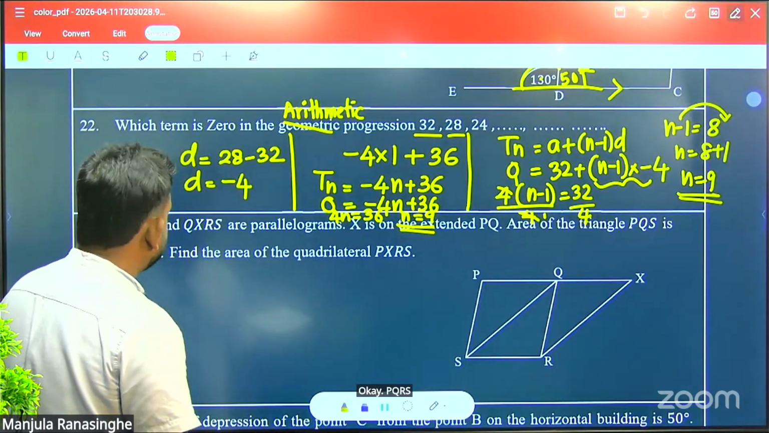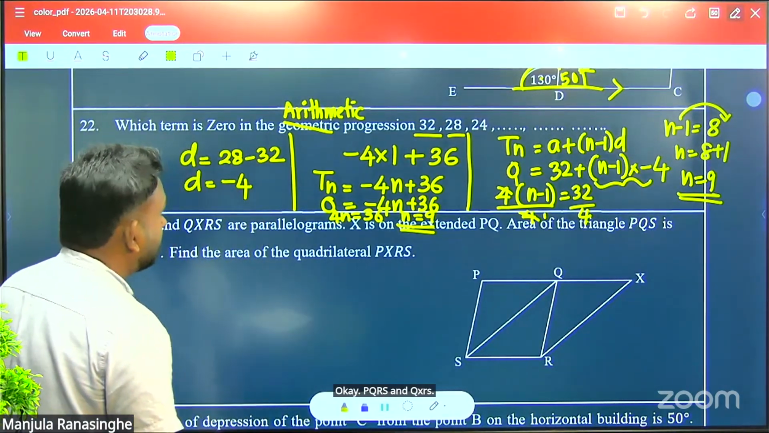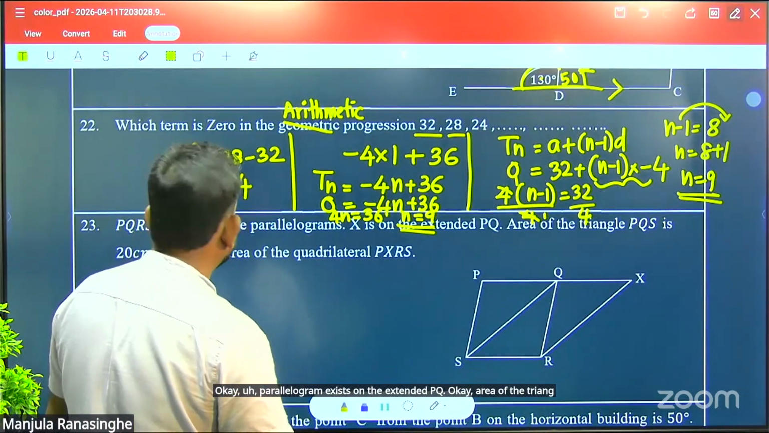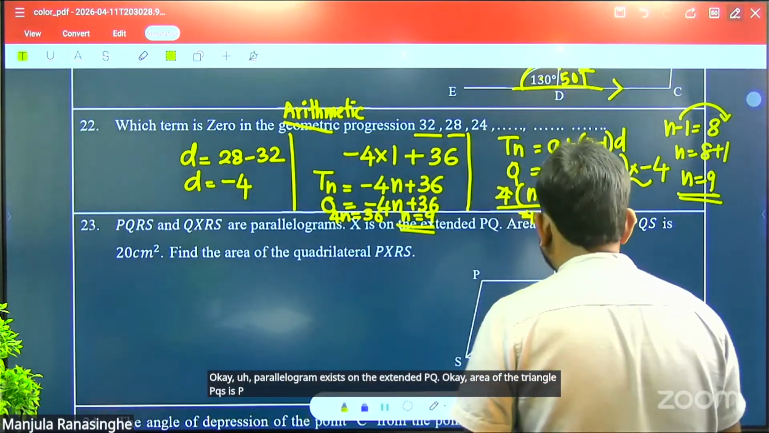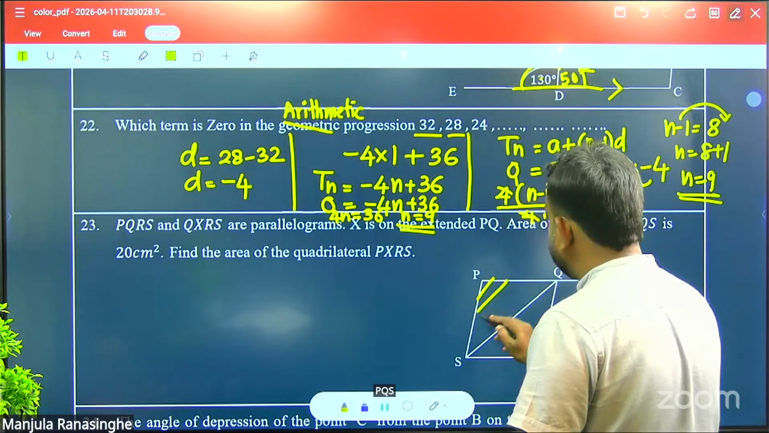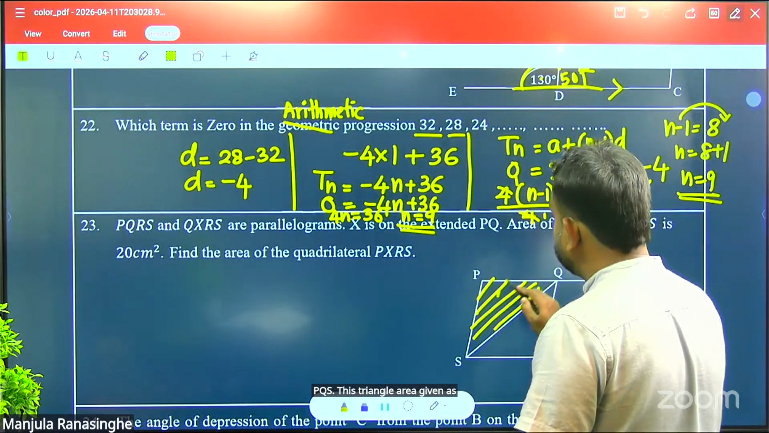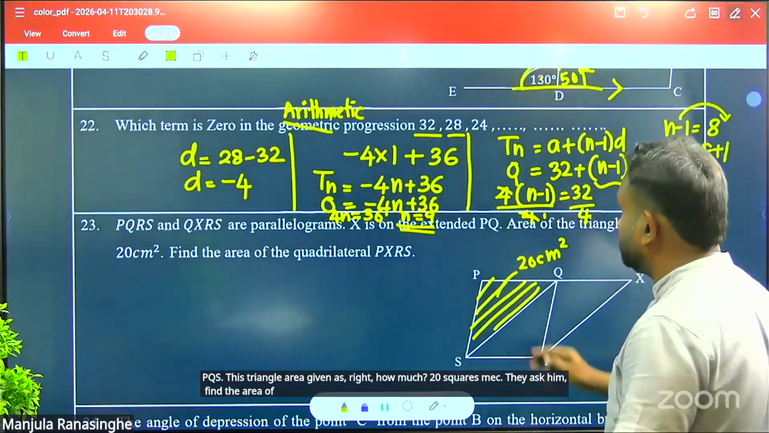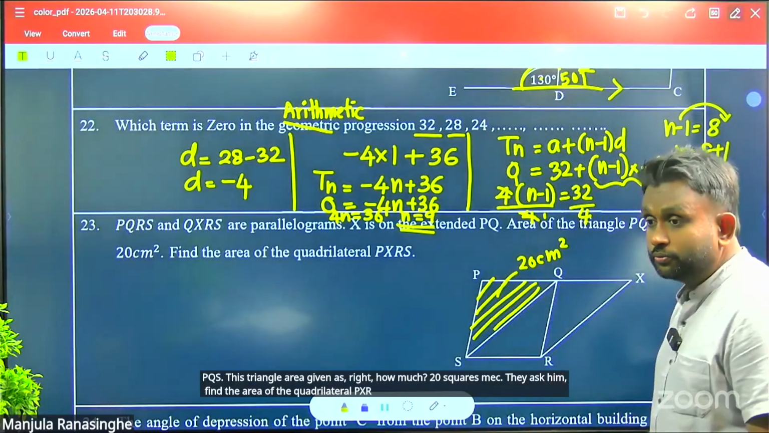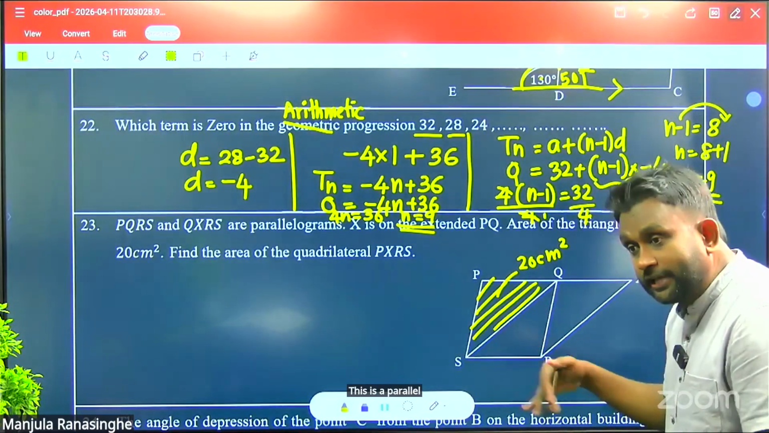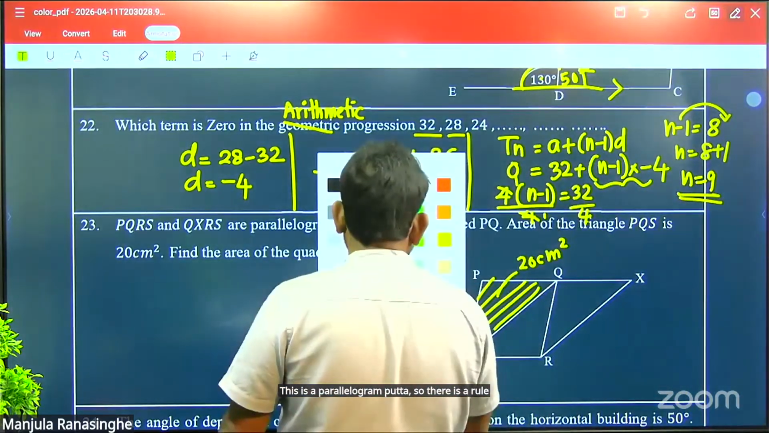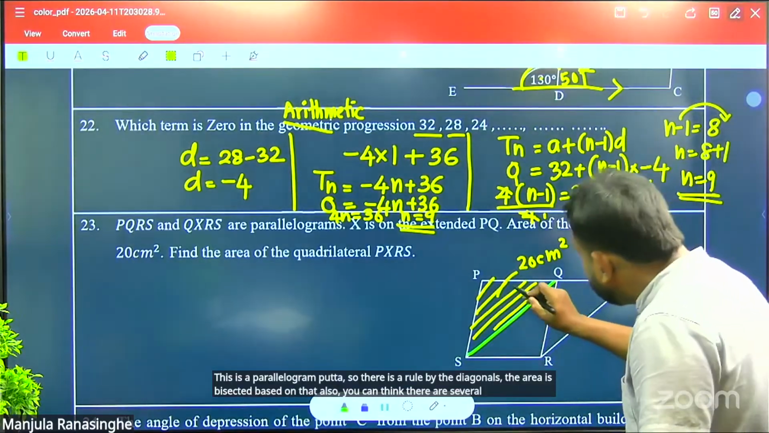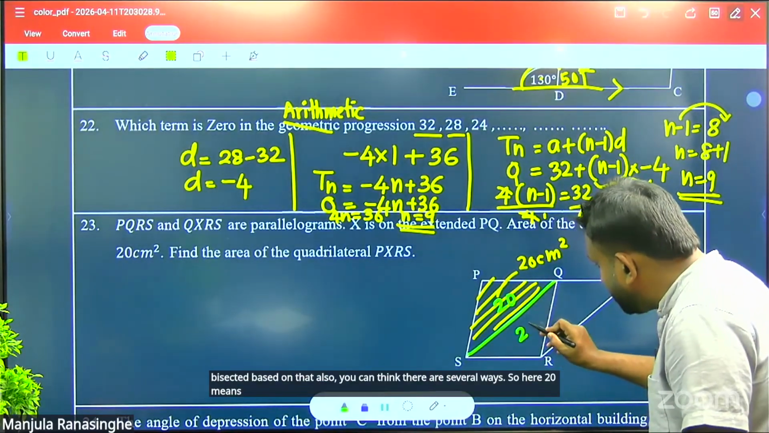PQRS and QXRS are parallelograms. X is on the extended PQ. The area of the triangle PQS is given as 20 square centimeters. They ask to find the area of the quadrilateral PXRS. How to do it? This is a parallelogram, and there is a rule that by the diagonal, the area is bisected. Based on that you can think of several ways. So here 20 means here also should be 20.